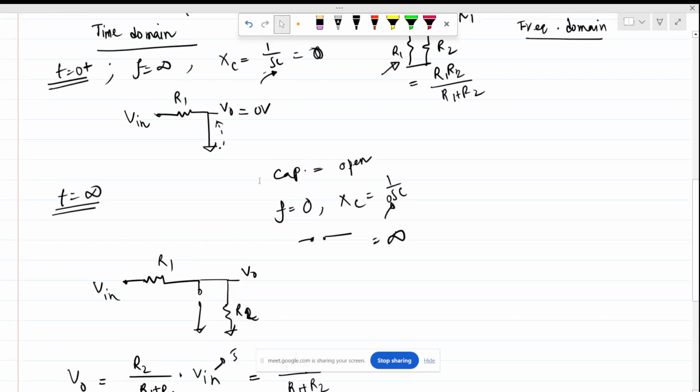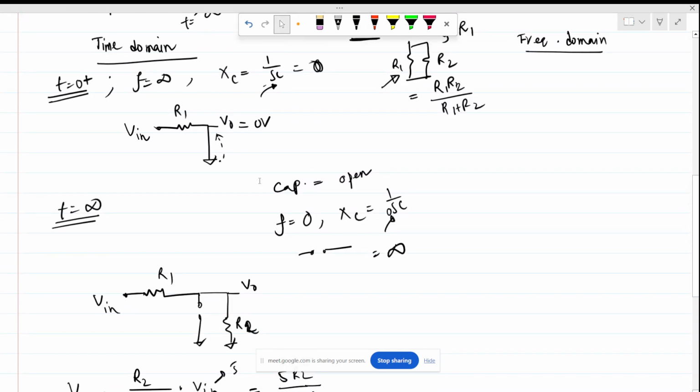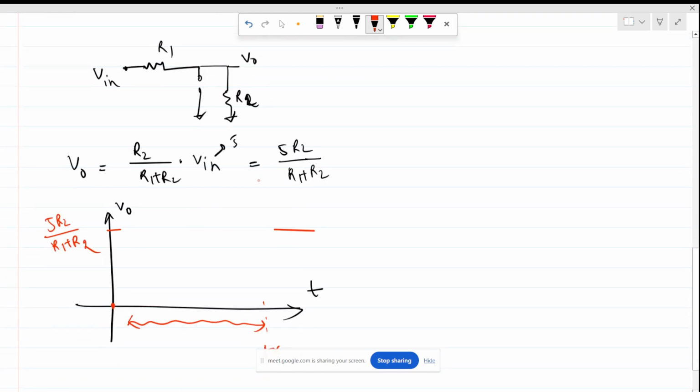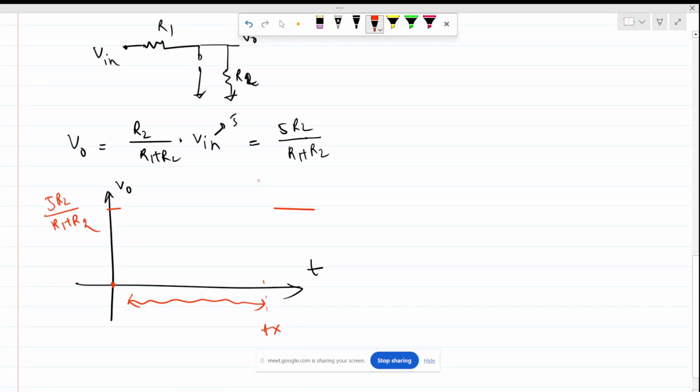So can we comment on the behavior of the response, will it be linear, a sudden jump, or exponential? What would it be in this case? Maybe exponential. Yes, exponential, because the current in this circuit is finite, right? So there cannot be a sudden jump. This is clear, right?